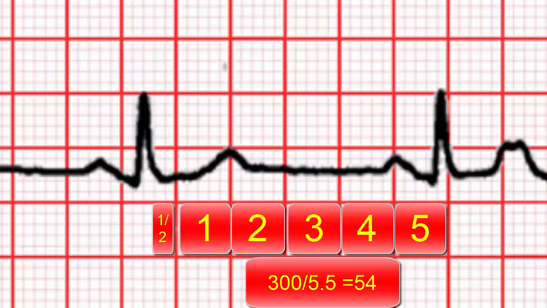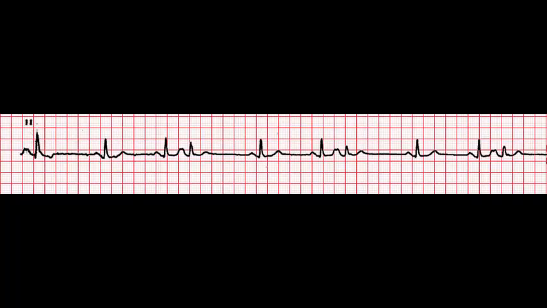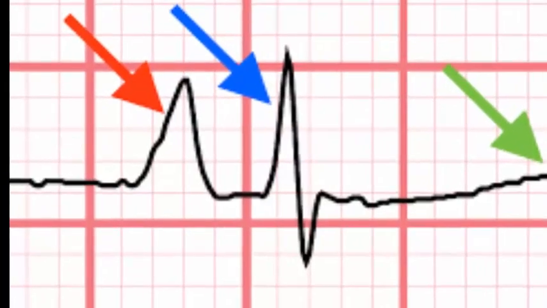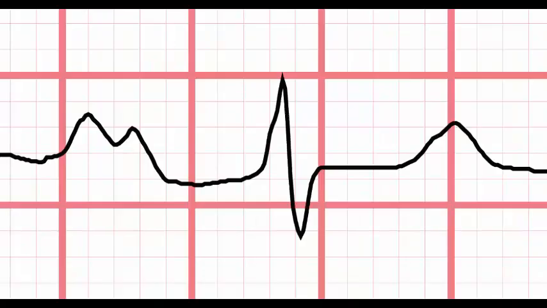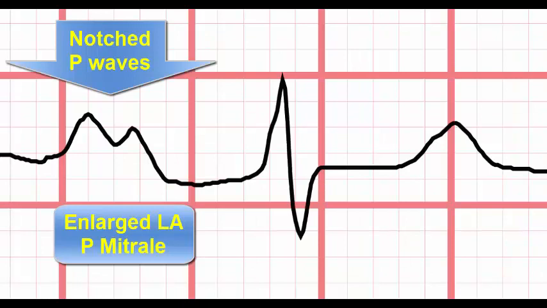Rhythm strip. To determine heart rate and rhythm we most commonly use lead 2. But why lead 2? The reason is that its axis lies within the normal range and P waves are largest in this lead. P wave shape. Tall P waves denote right atrial enlargement, P pulmonale, and notched P waves denote left atrial enlargement, called P mitral.